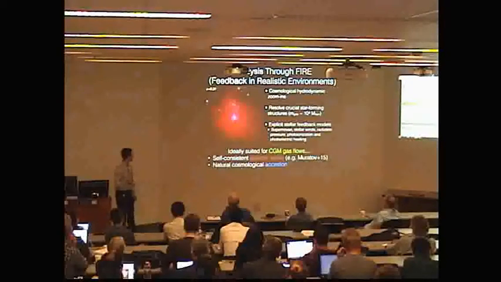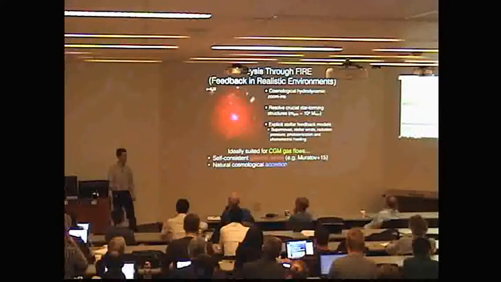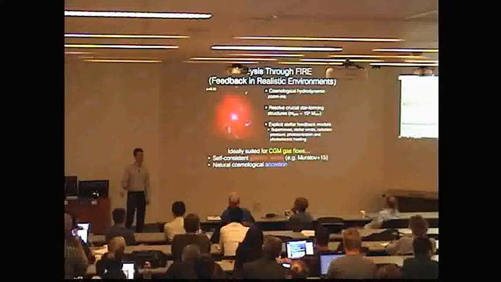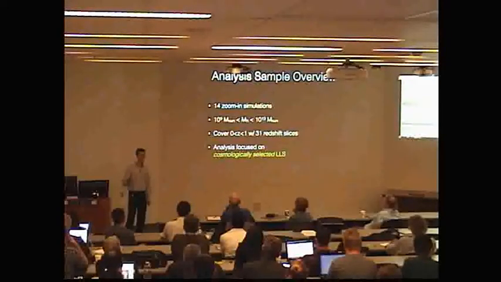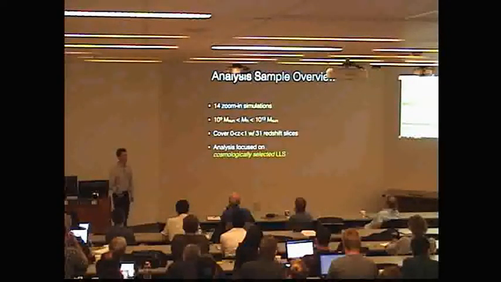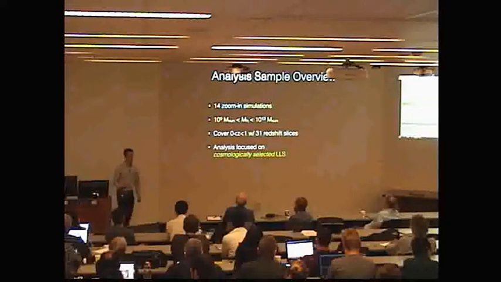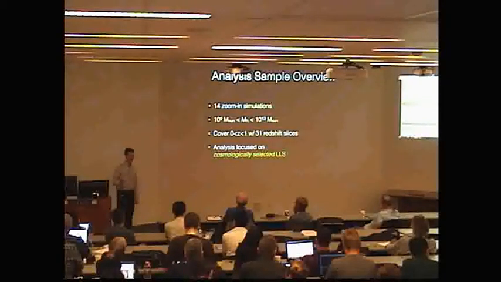Now, there's a few reasons why these simulations are really workable for studying CGM gas flows. One is that because of the galactic feedback, they self-consistently generate galactic winds. Also, because they are cosmological zoom-in simulations, they naturally include accretion flows. So for our particular analysis, we considered 14 zoom-in simulations with halo masses ranging between 10 to the 9 and 10 to the 13 solar masses. And we covered a redshift interval of 0 to 1 with 31 redshift slices. We're focusing today on cosmologically selected LLS, or LLS that are selected randomly without pre-selecting for galaxy halo.